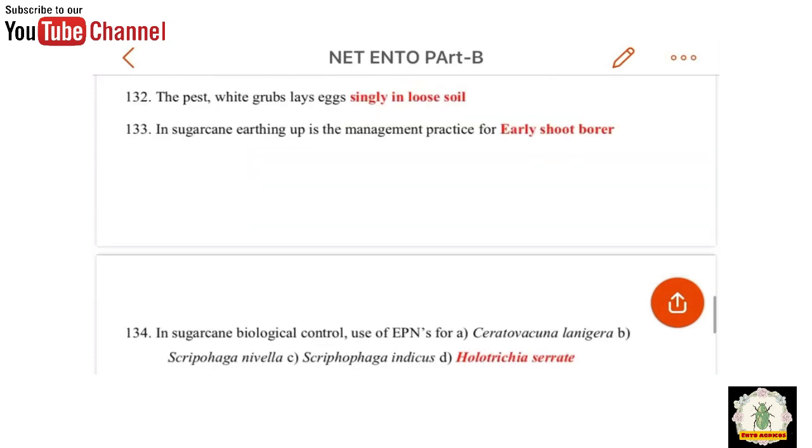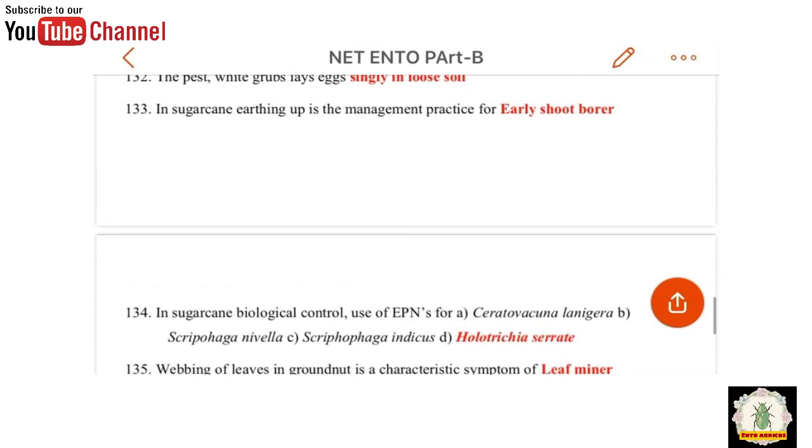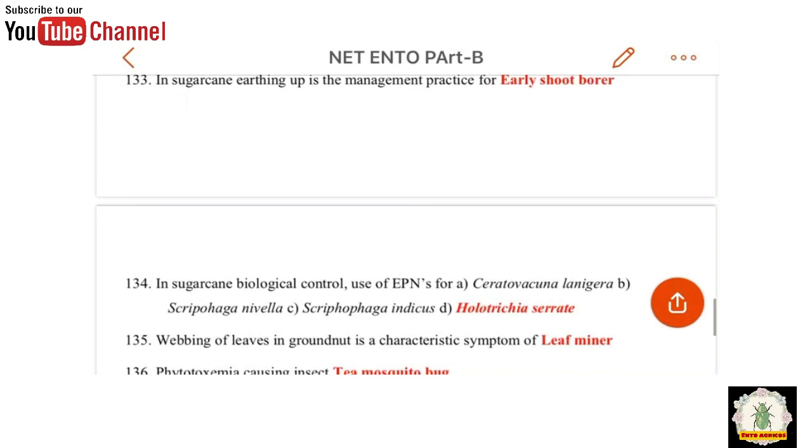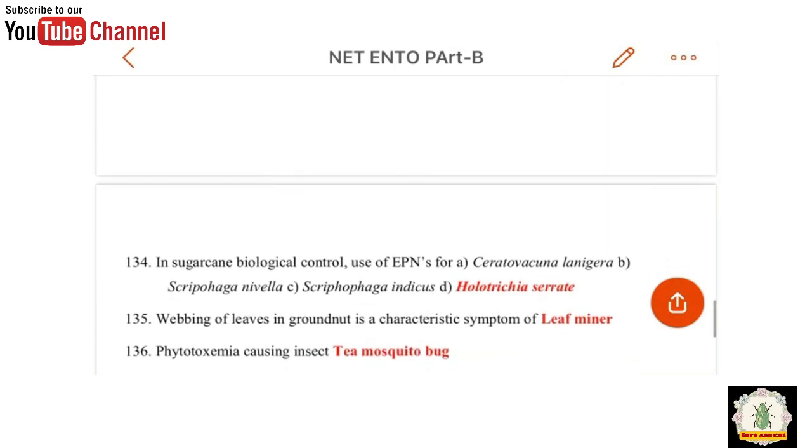In sugarcane, biological control use of the entomopathogenic nematodes for. So the options were Ceratovacuna lanigera, Scirpophaga nivella, or Scirpophaga indicus, and the D option is Holotrichia serrata. So the correct answer for this is Holotrichia serrata, that is white grubs. They are controlled using entomopathogenic nematodes in sugarcane.